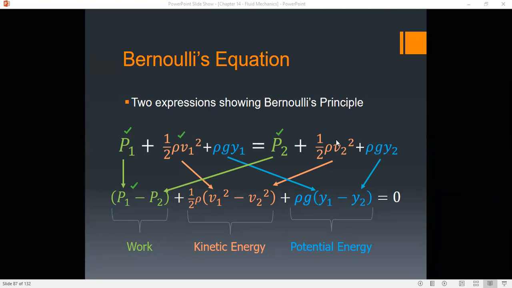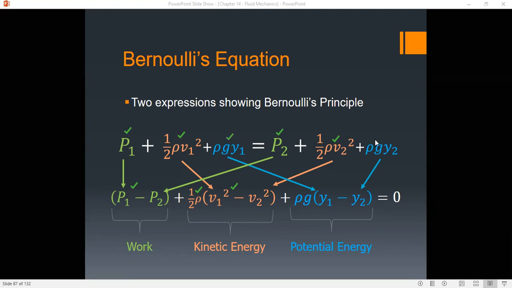Okay, let's do the next term. We'll take this term right here and this term. That's our kinetic energy term right there, okay? So as the speed of the fluid changes, the kinetic energy will change. Now, kinetic energy is 1/2 mv squared. We've replaced the m with density, where density is mass divided by volume. So this gives us our kinetic energy per volume of the fluid.